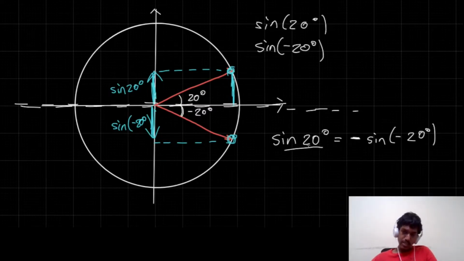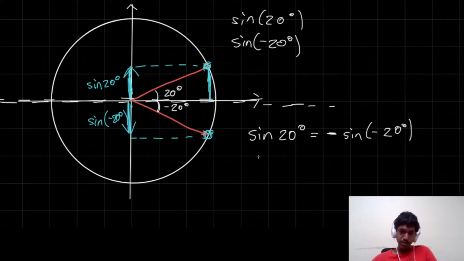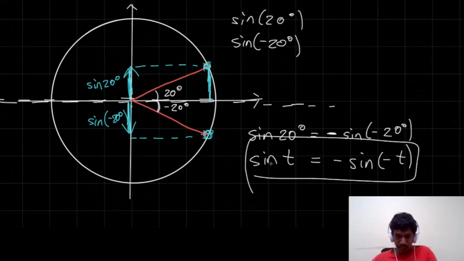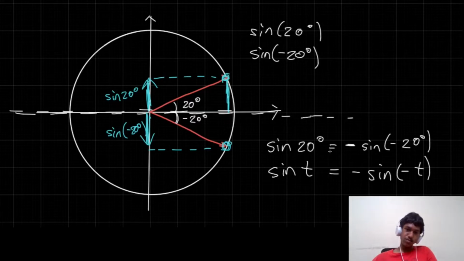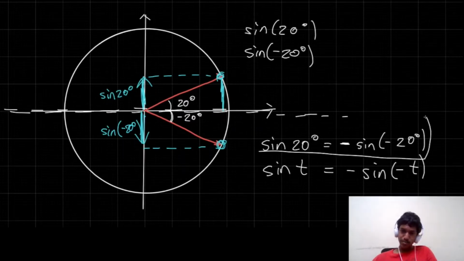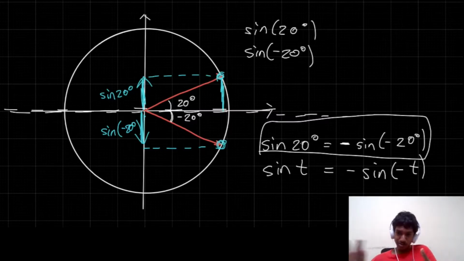Now this holds true for any value of t. Sine t is minus sine negative t, and sine has this specific property. We say sine is an odd function. Okay, now let's consider this for a moment, because what we did right here was a sort of mathematical sleight of hand, if you will.